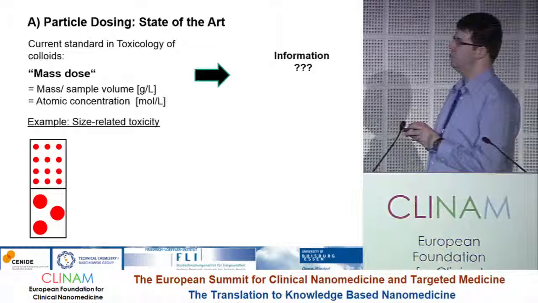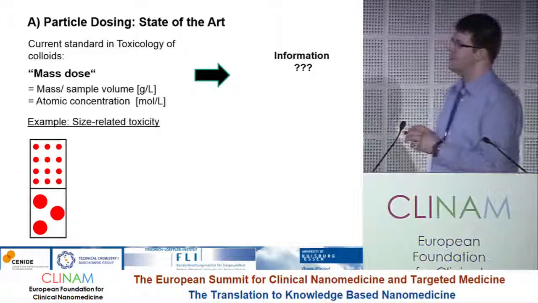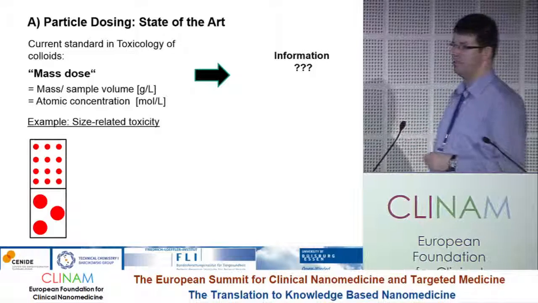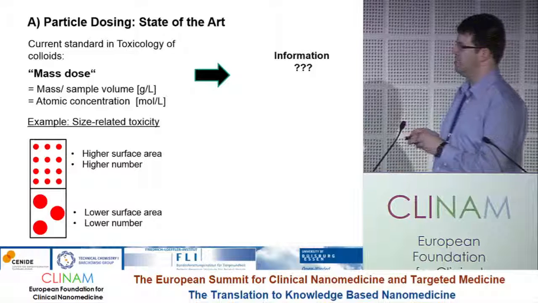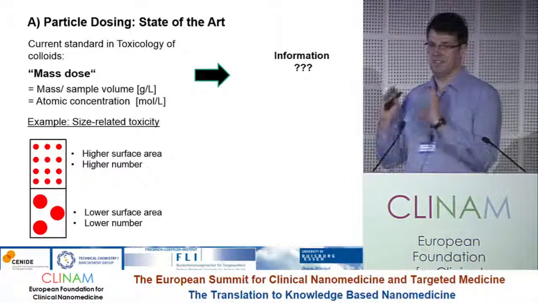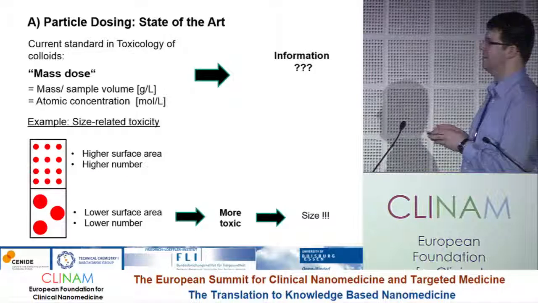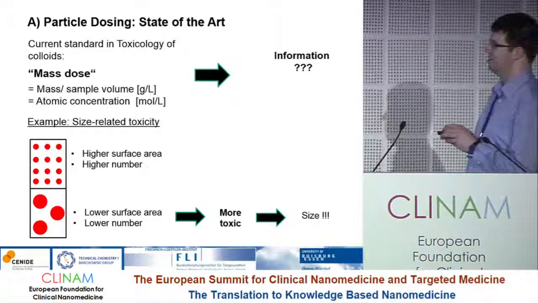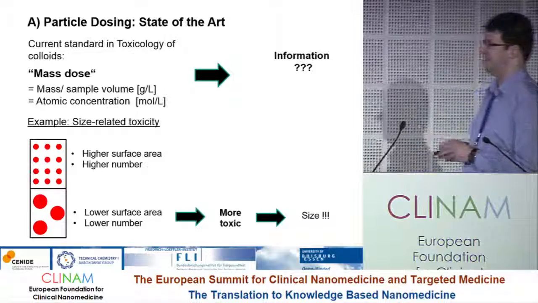We have just two fractions of particles, large particles and small particles, and we want to study the size-related toxicity. When we look at the properties of the material, down here we have a lower surface area and a lower number, but here we have a high surface area and a higher number. Let's take the simplest possible outcome. We find that the larger particles are more toxic. In this case, we can clearly see, okay, this is a size effect.